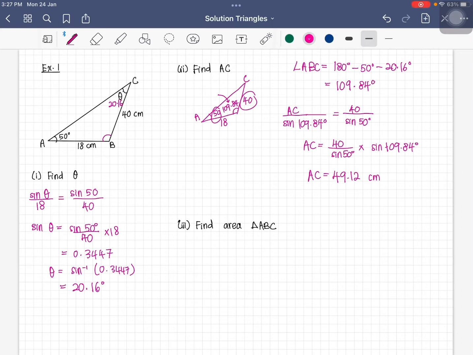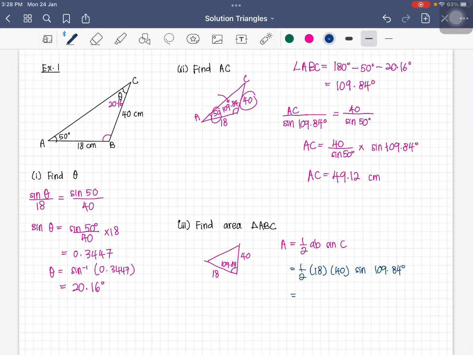Now find the area of ABC. That is very easy. You have 18 here and 40 here, and you already found the angle, 109.84. So you can find the area using the formula half ab sine C. Half of 18 times 40 times sine of 109.84 degrees, which is 9 times 40 times sine 109.84.